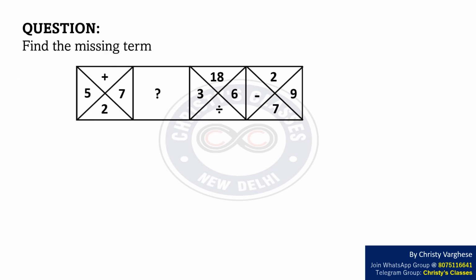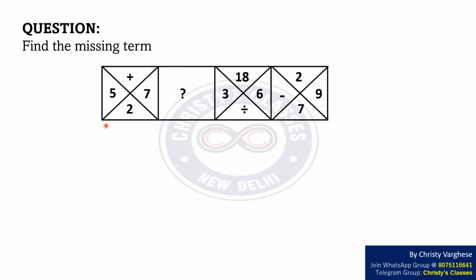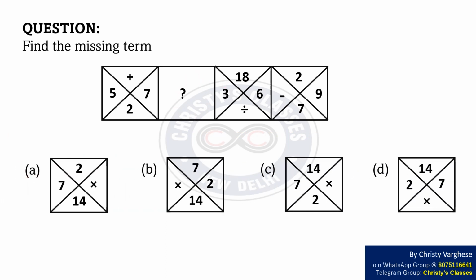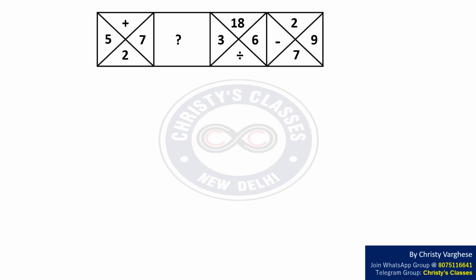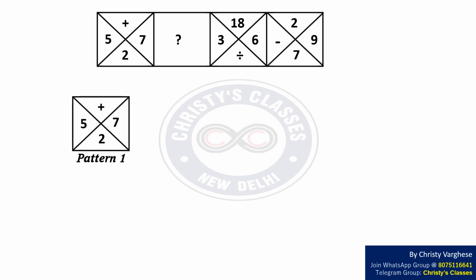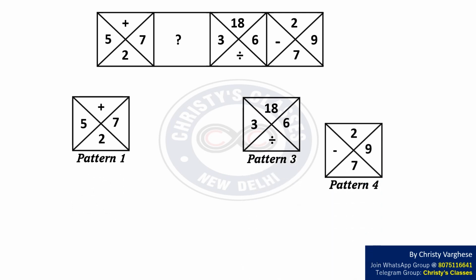Question. Find the missing term. Here we are given 3 patterns and we have to find the missing pattern. Also, we are given 4 options. In this figure, we are given 3 patterns: pattern 1, pattern 3 and pattern 4.